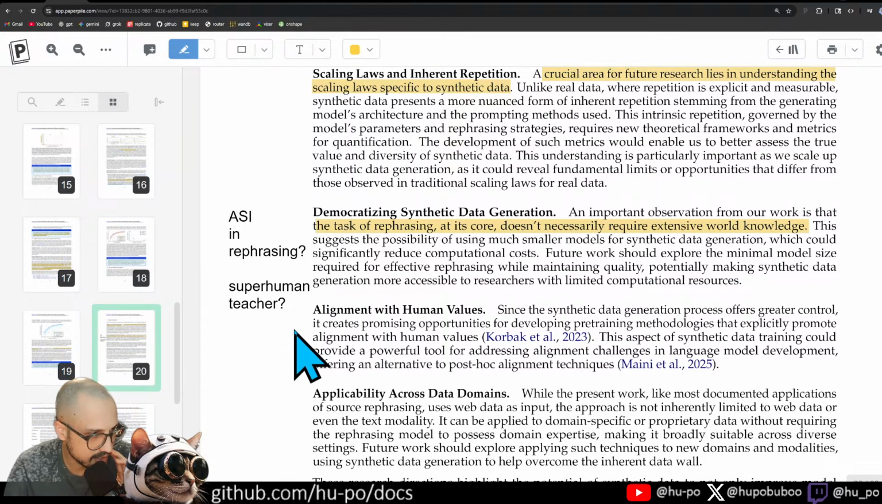Okay, we have some questions here. Ajas, didn't we realize a couple years ago that the quality of data is more important than quantity?